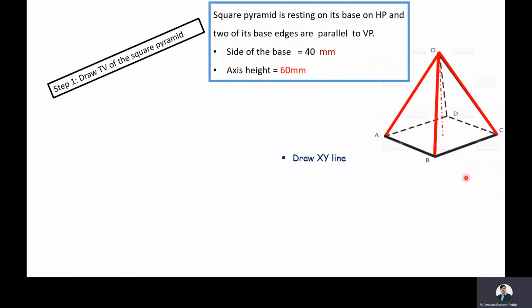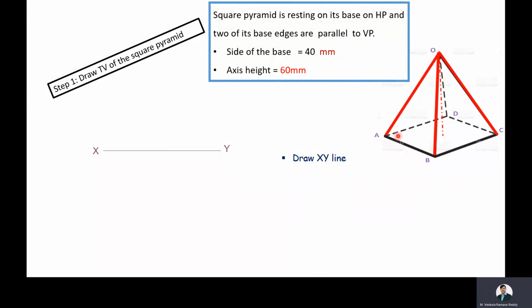Because the square pyramid is resting on its base on HP, we will get true shape of the base of a square pyramid in top view. First we will draw true shape of the base of a square pyramid, that is square in top view, keeping the sides, say AD and BC, parallel to the XY line. So as a first step under it, draw XY line.